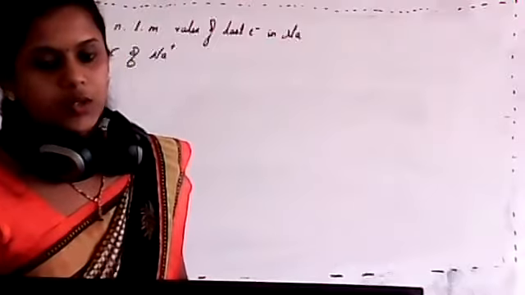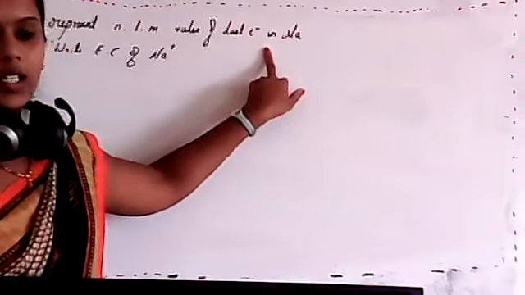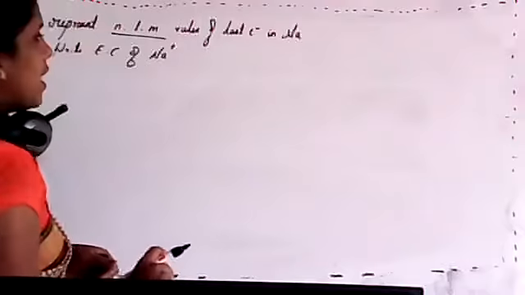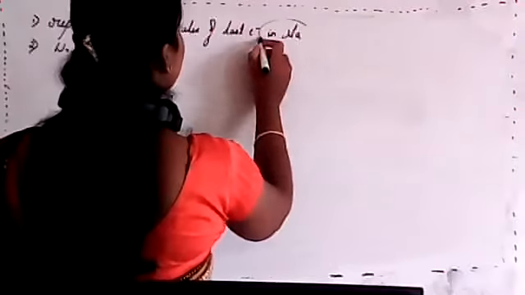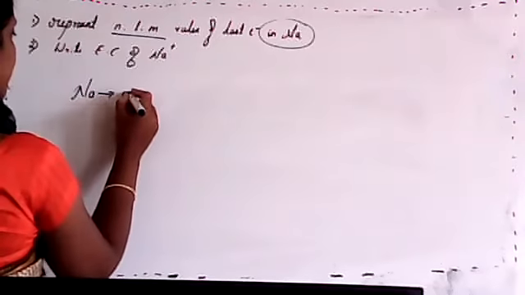Okay. So just write or represent the n, l, m values of the last electron in sodium. The question is to represent the n, l, m values of the last electron in sodium. So the sodium atomic number is 11, isn't it?